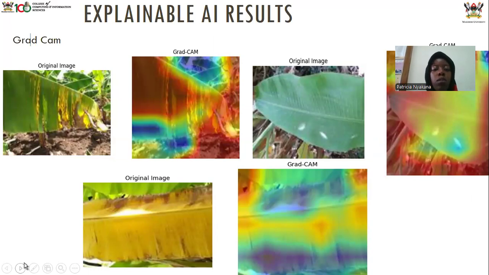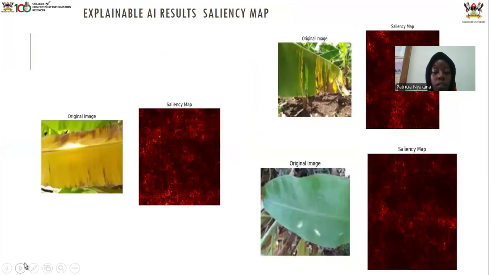Moving on, we also did explainable AI techniques to help us determine which features exactly the model was focusing on to make predictions. We did GradCam and saliency map, as well as counterfactual, which just shows us the what-if output. What if I put a different input, then what prediction would I get from the model?